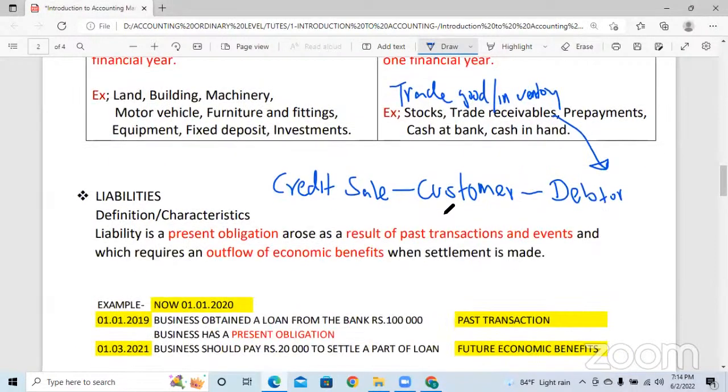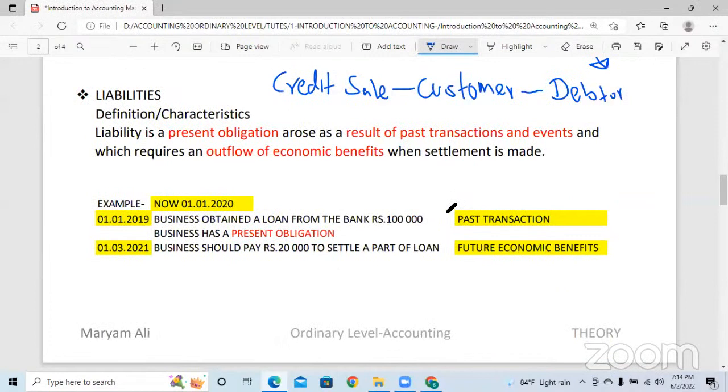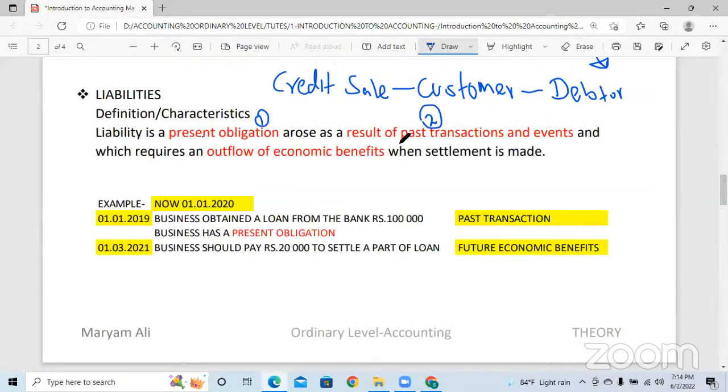Okay, fine. Now, liability. What is a liability? Same like asset, you have the definition. If they ask you the definition, you just write it as a sentence. If they ask you the characteristic, then you have to write it in three points. See here, liability. We say liability is a present obligation arising as a result of a past transaction or event, and which requires an outflow of economic benefits when settlement is made.